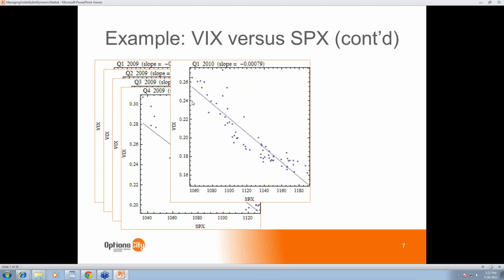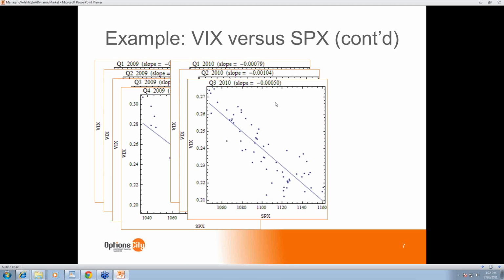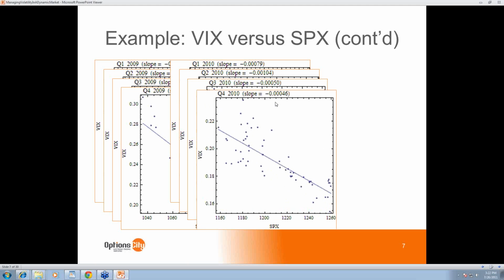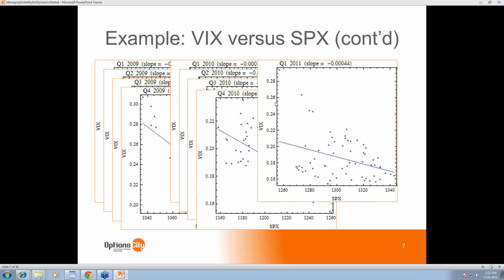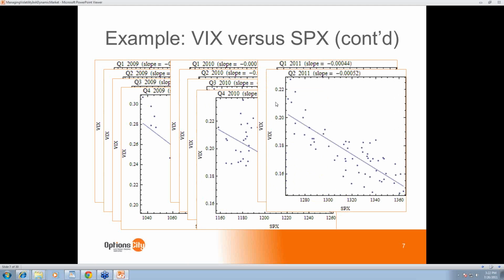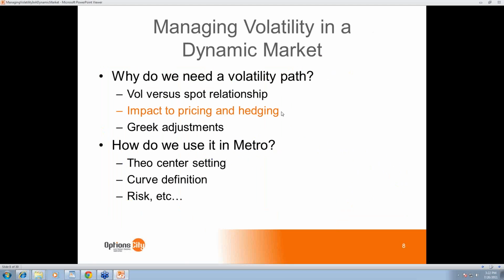In some cases, for example in 2010, the first quarter, the fit was very tight. In general, we can look at some shorter-term time frames and see that this trend is pretty good. And the point is that it's consistent within a band of time. So let's look at what that means to our pricing and hedging.